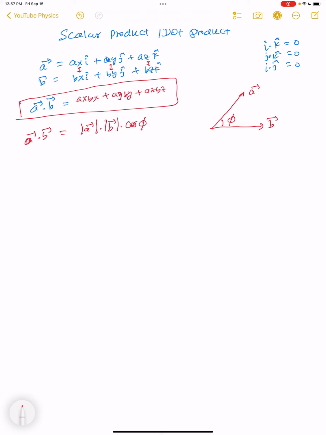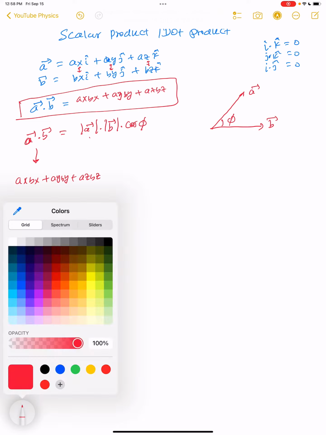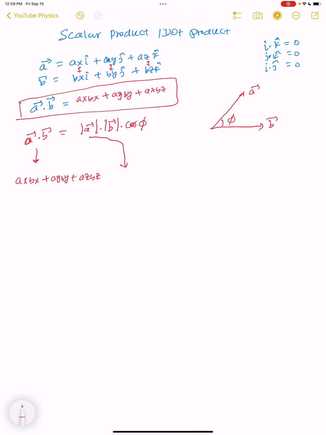They will be equivalent. So the left side will be ax bx plus ay by plus az bz. And for a, you take the magnitude: ax square plus ay square plus az square, and then take the square root of that. So this becomes a. And for b, similarly, you will get bx square plus by square plus bz square, under a square root. So once you get that, you can calculate the angle phi.